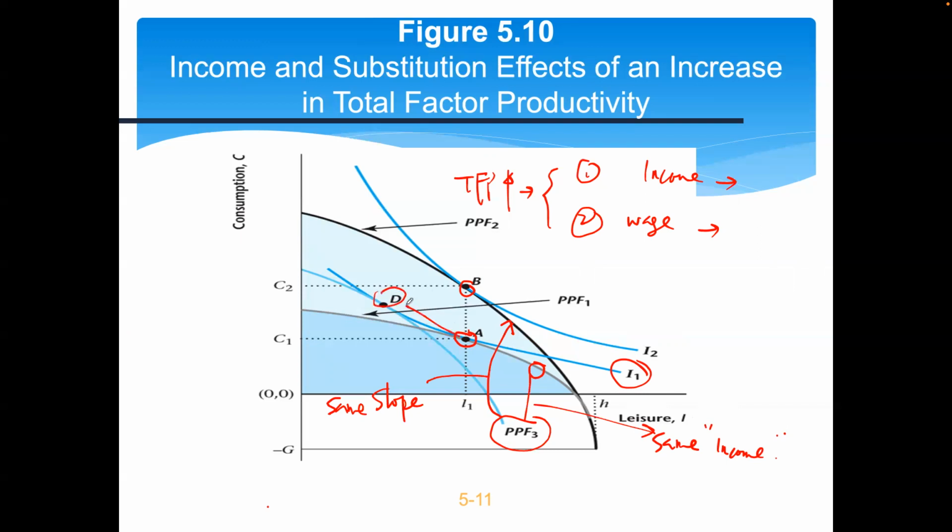So A to D is purely because you change your slope. Essentially you move from this one to this one. You change your slope, but you keep your income level. But from D to B, you keep your slope, and you only change your income. The first one we call the substitution effect, and this one we call the income effect. Okay.